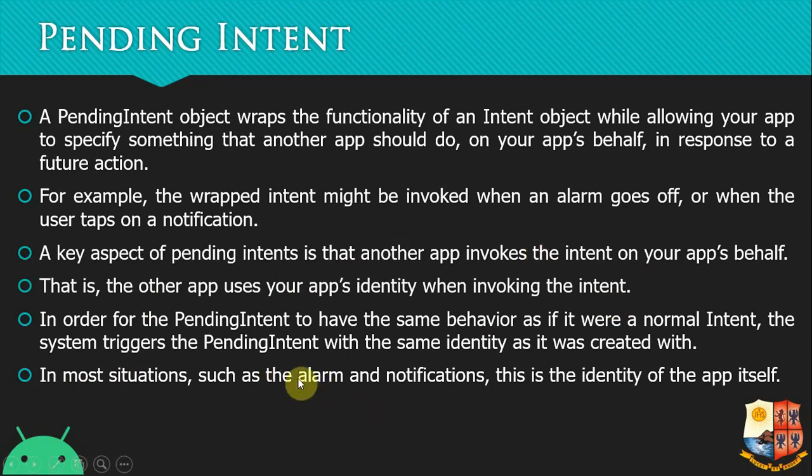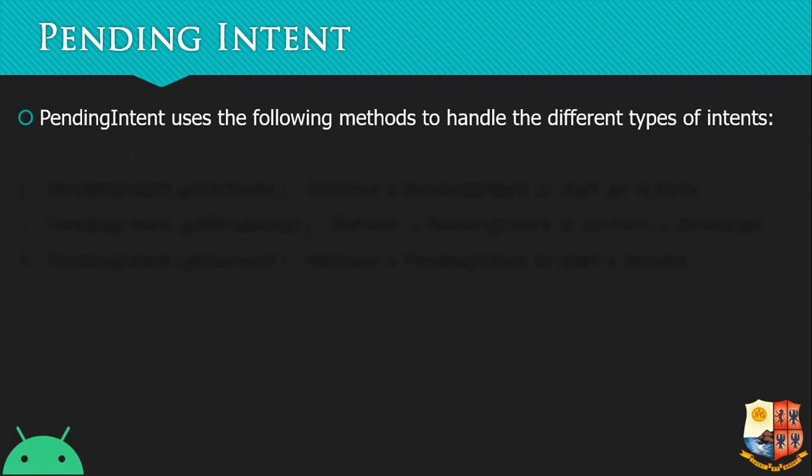I'm going to set an alarm, and when you reach that particular alarm time, I would like to show a notification to you saying that the alarm time is up. That is going to use the identity of my app itself. That is why I'm going to use the word pending intent. Remember that, and remember how you use intent.